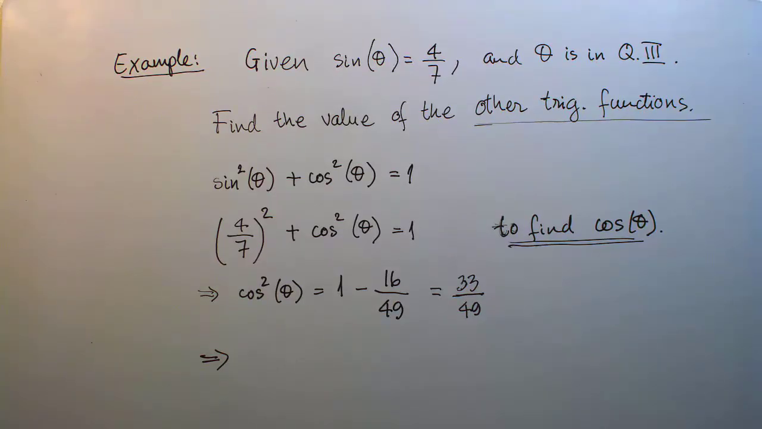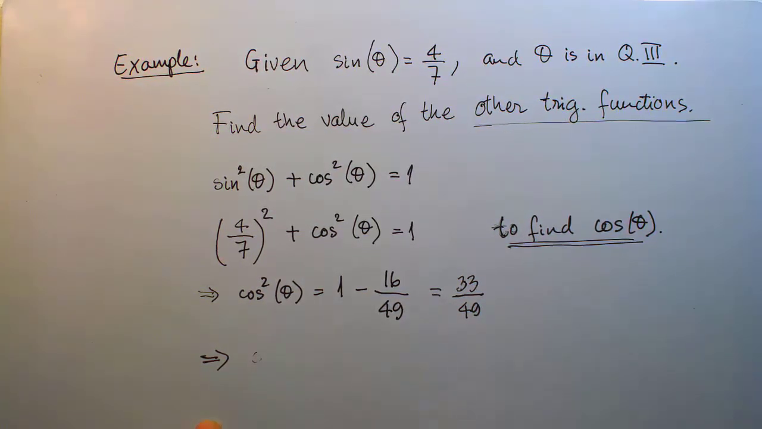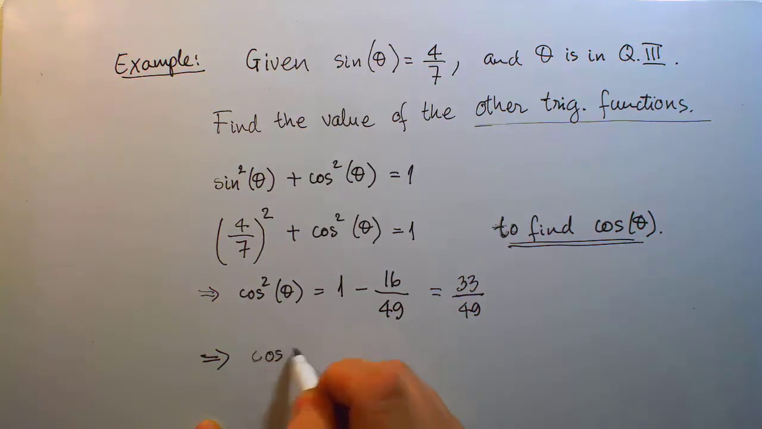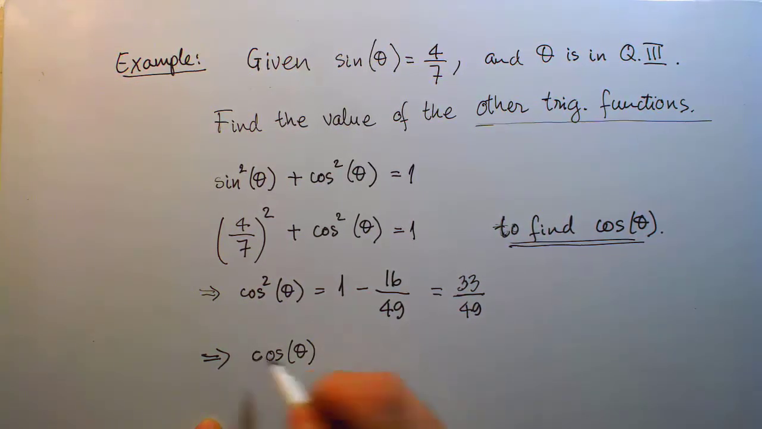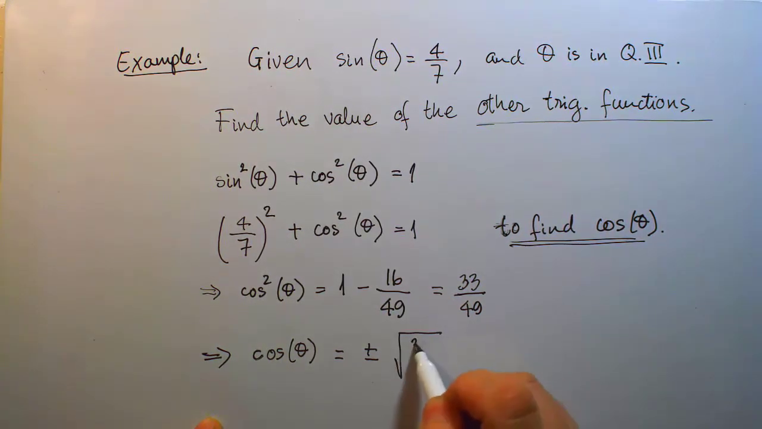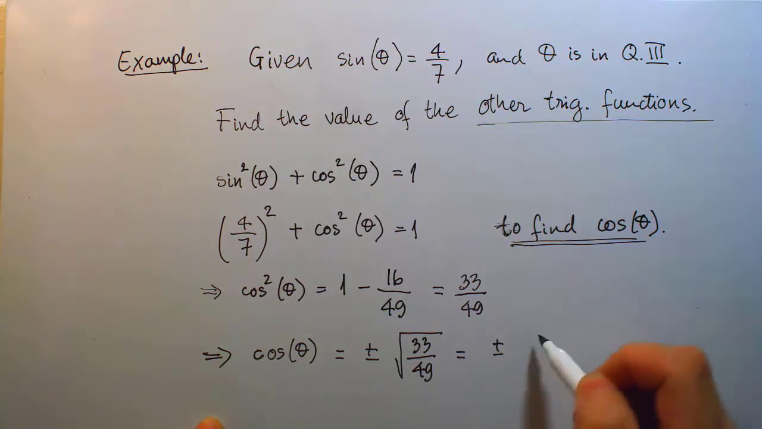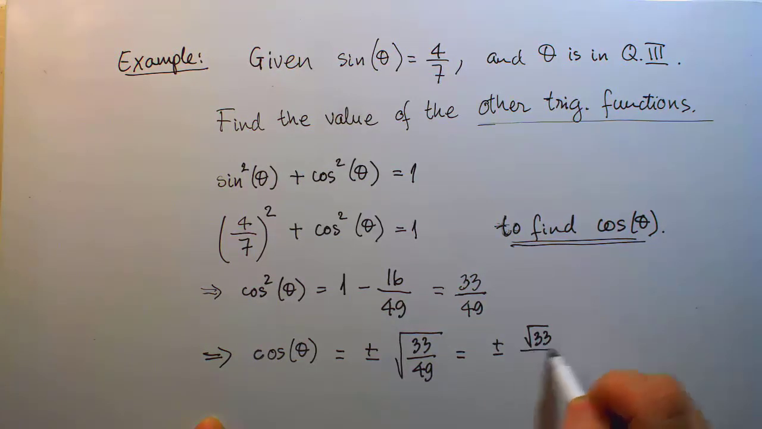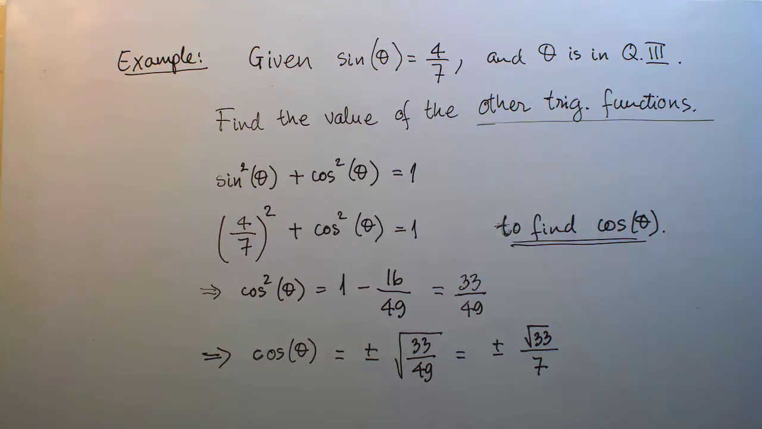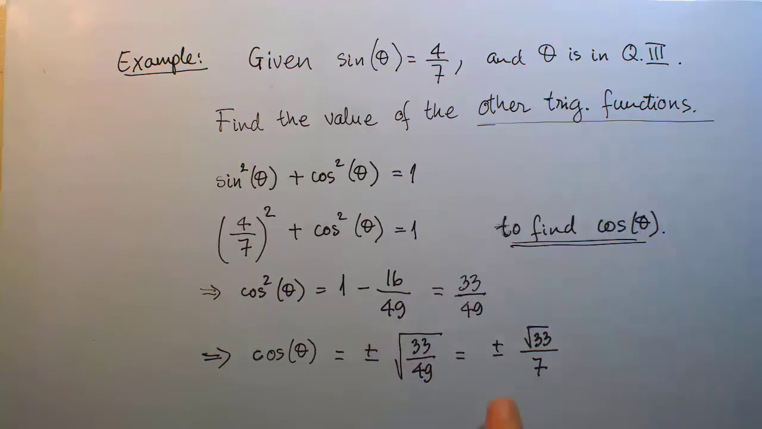Now we are going to solve for the value of cosine by taking the square root of both sides. Cosine of theta equals, and don't forget, plus and minus the square root of 33 over 49, which equals plus and minus the square root of 33 in the numerator over 7. And now we're going to have to rely on the quadrant information to find out which one is the correct sign of our cosine value.